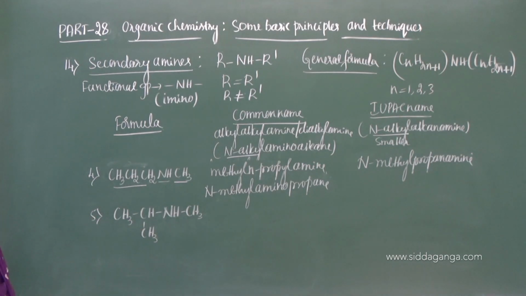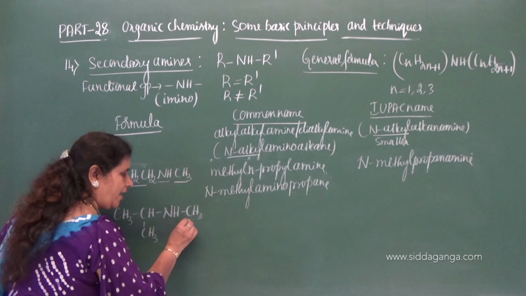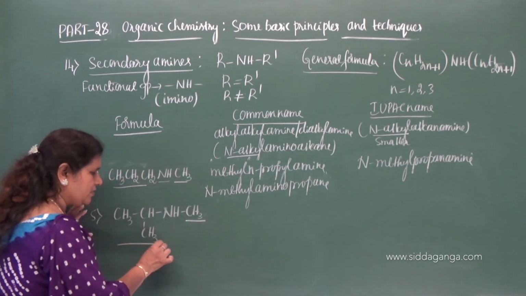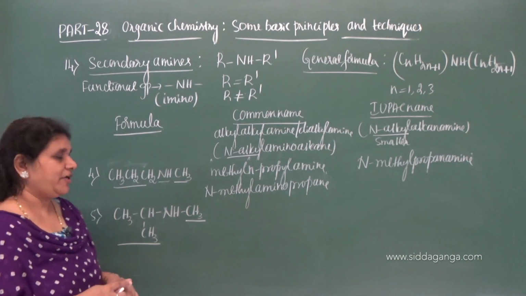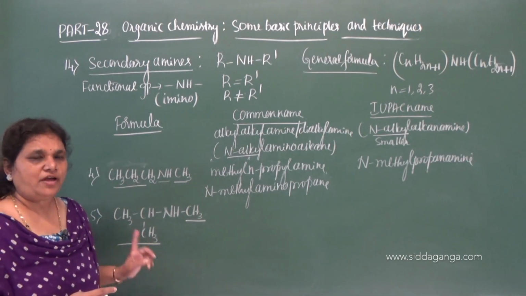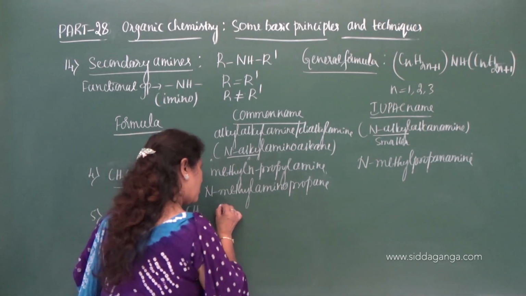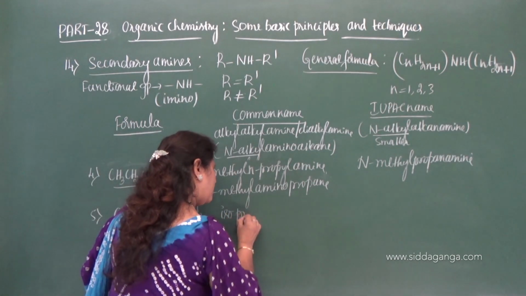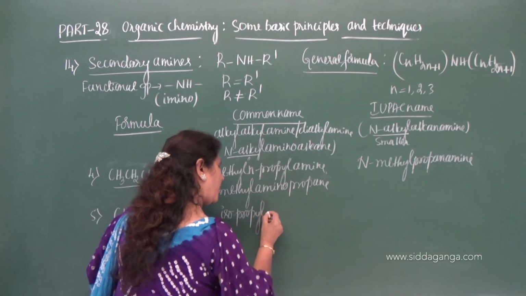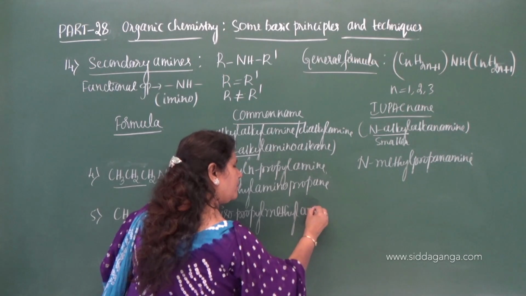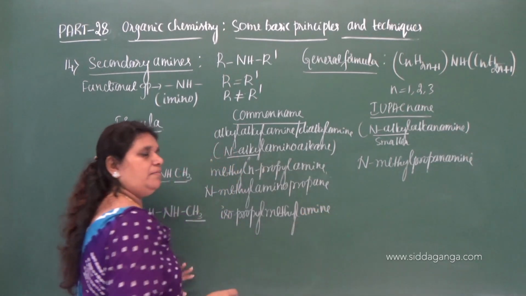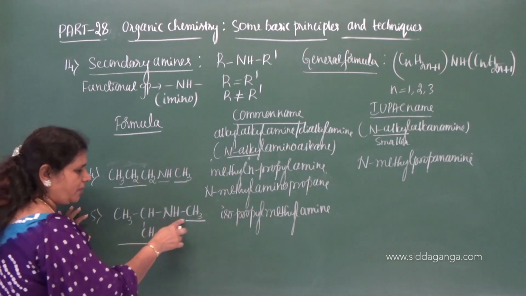Move on to this. What do you get? What is the name? So, propyl group, methyl group is there. And what is this group? Isopropyl. Iso, we need to consider it as a fundamental part of the name of the alkyl group. Therefore, it is isopropyl methyl amine. Isopropyl methyl amine. And what about this?